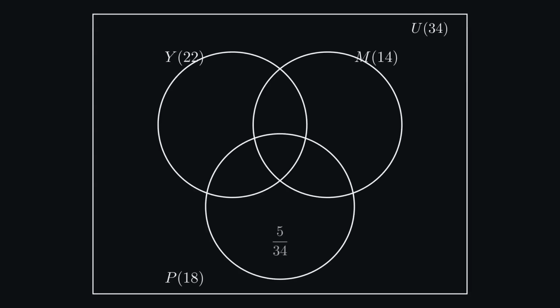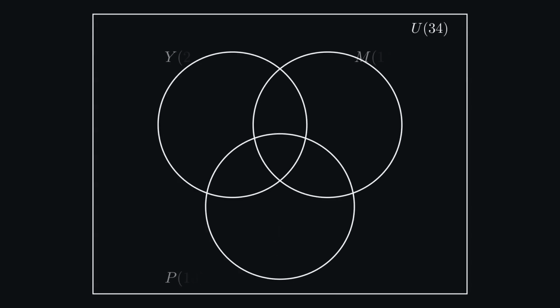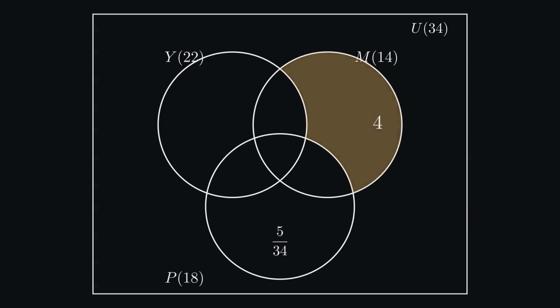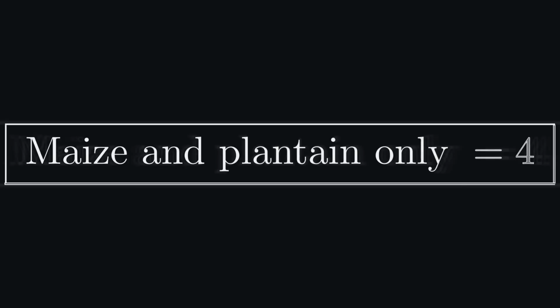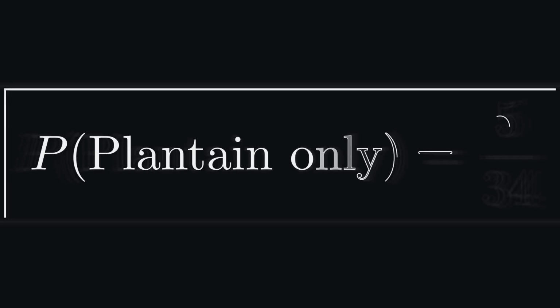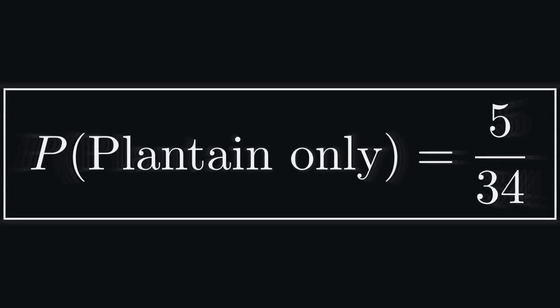Now, let's visualize this in our Venn diagram. We see that 4 women sell maize and plantain only, and 5 sell plantain only. So, the number of women selling maize and plantain only is 4. And the probability of selecting a woman who sells plantain only is 5 out of 34.